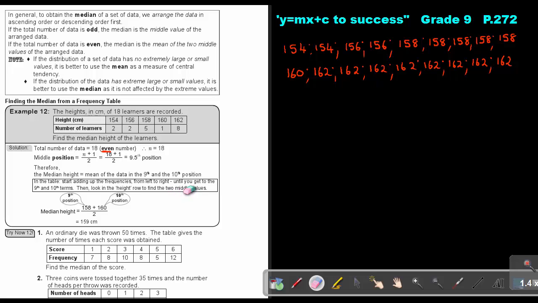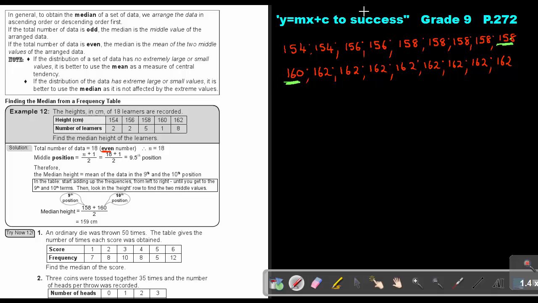So actually, okay, I'm going to first show you here. We're going to find those positions. Those positions are the middle values. So 1, 2, 3, 4, 5, 6, 7, 8, 9. Can you see 9? And 10. 1, 2, 3, 4, 5, 6, 7, 8, 9, and 10.